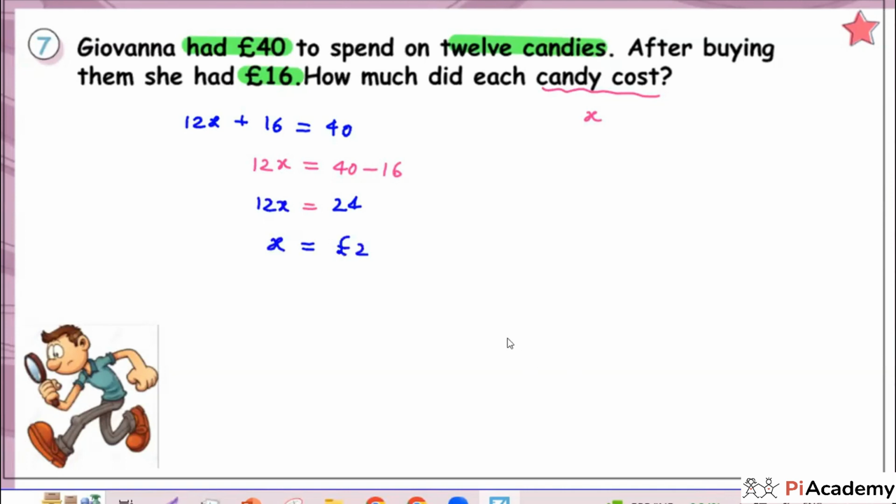Tulsi, £2 is the correct answer. And you can check as well. See how much candy they are buying: 12 times 2. So this is the cost of £24. And you have the total 40. So how much are you left with? 40 and 24 have the difference of 16, right? So it makes sense as per the question language, right? So this is the answer.